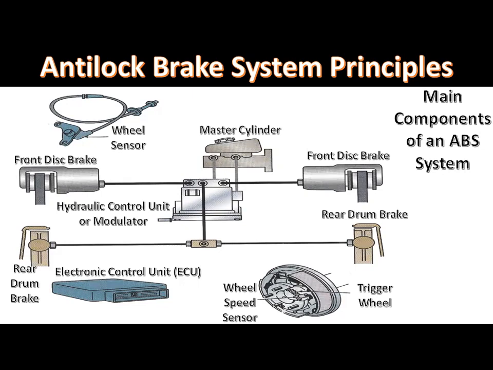ABS systems are usually one of three types. One-channel ABS, in which both rear wheels are controlled together. Three-channel ABS, in which each front wheel is controlled individually and the rear wheels are controlled together. And four-channel ABS, in which both front wheels are controlled individually and both rear wheels are controlled individually.